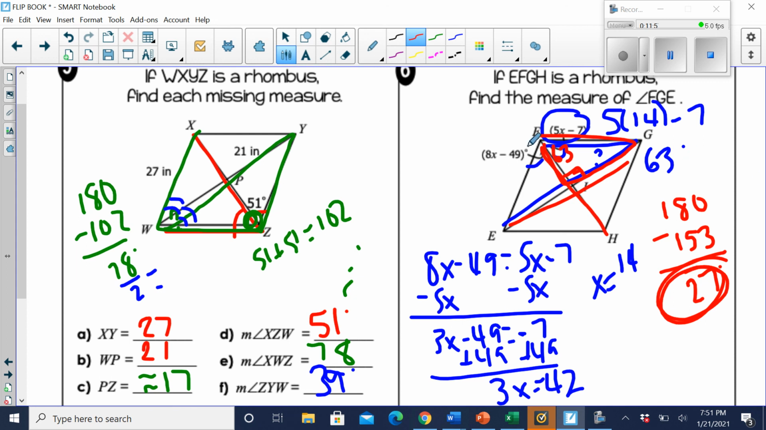Okay, you could also use your consecutive interiors. Find the measure of this whole angle, subtract from 180 to get this whole angle G, and then divide by 2.